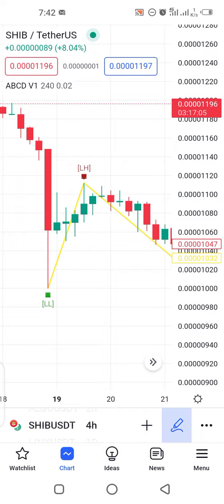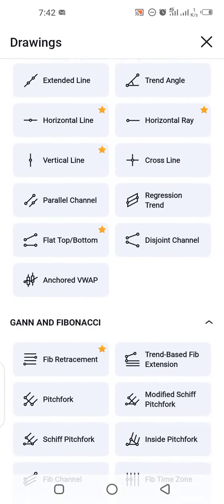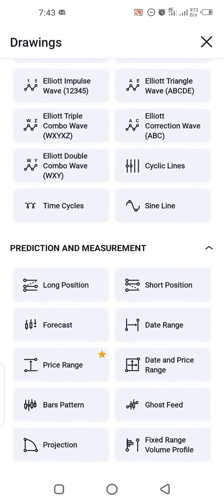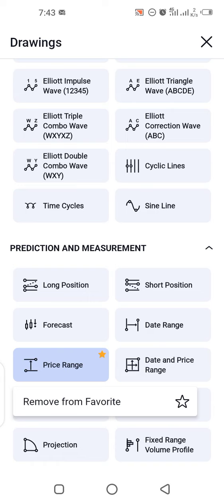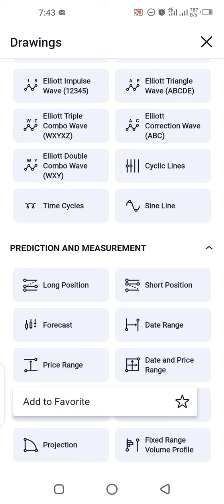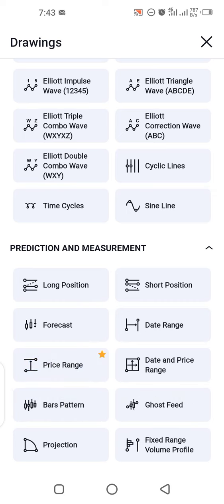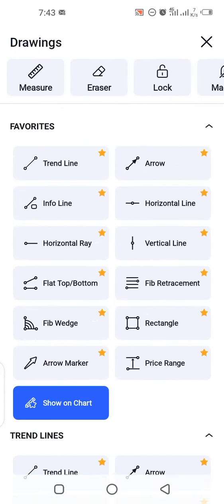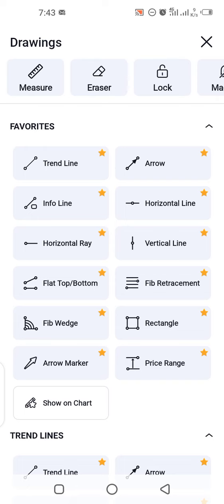So if we tap on this pencil and scroll down at the bottom, we look for what is called a price range. We long press our finger and then tap on the star. Like you see, when I long press and tap on the star, it shows in blue here on the chart. So I remove it and then I tap on it.